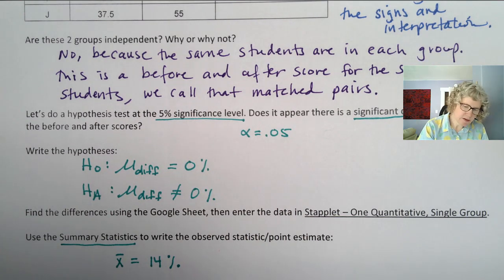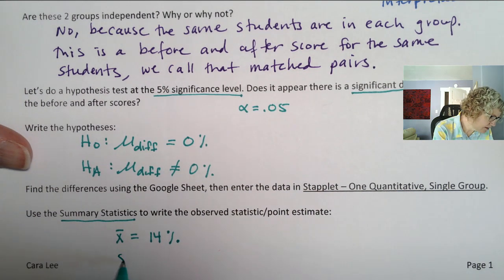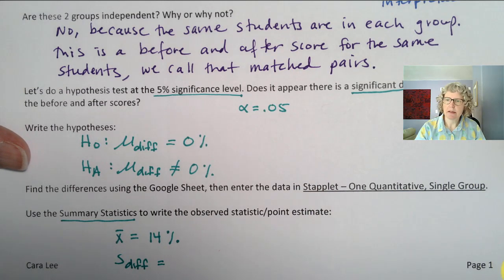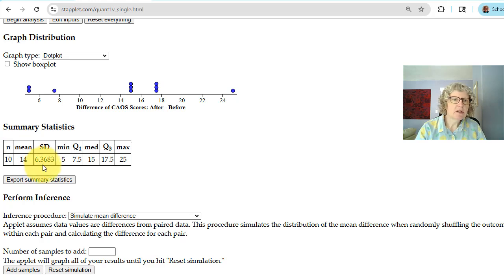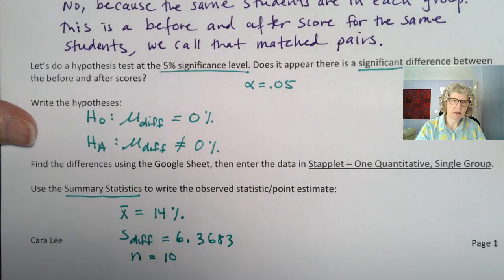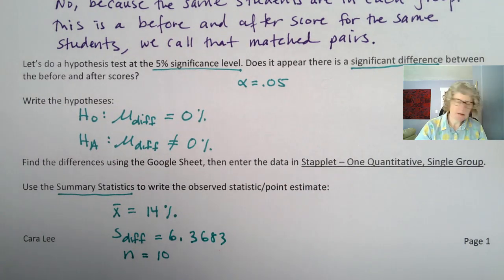Okay, so that is our point estimate, and since I'm here, I'm just going to write down my S, because I think we're going to need that at some point. Our standard deviation is 6.3683, and our N is 10. Okay, so just writing those things down because I'm sure they're going to come in handy. Let's go to the next page and see what we're going to do next.